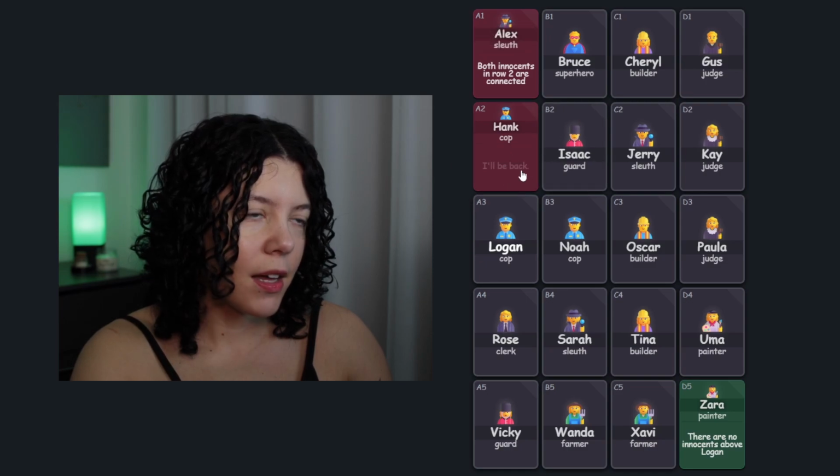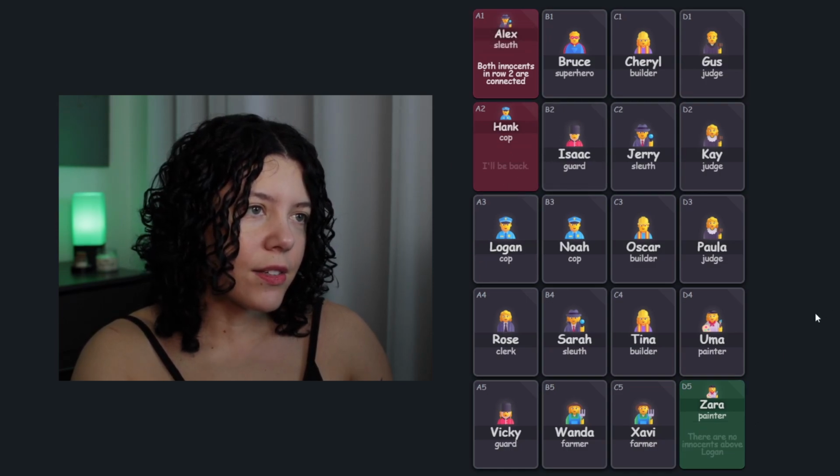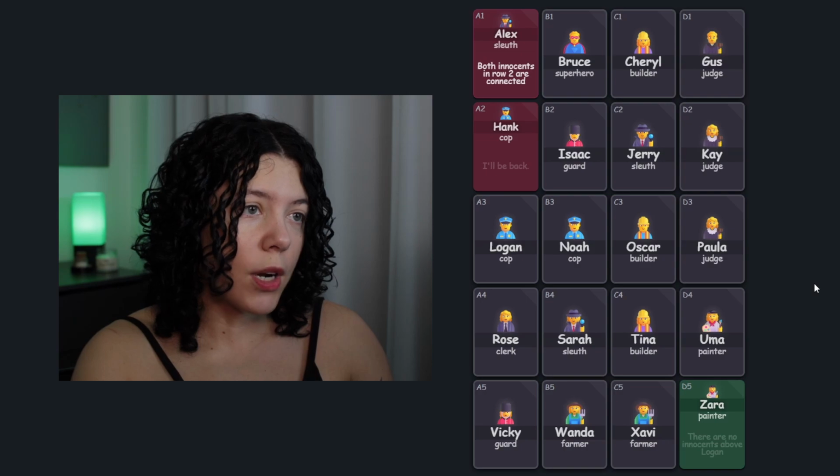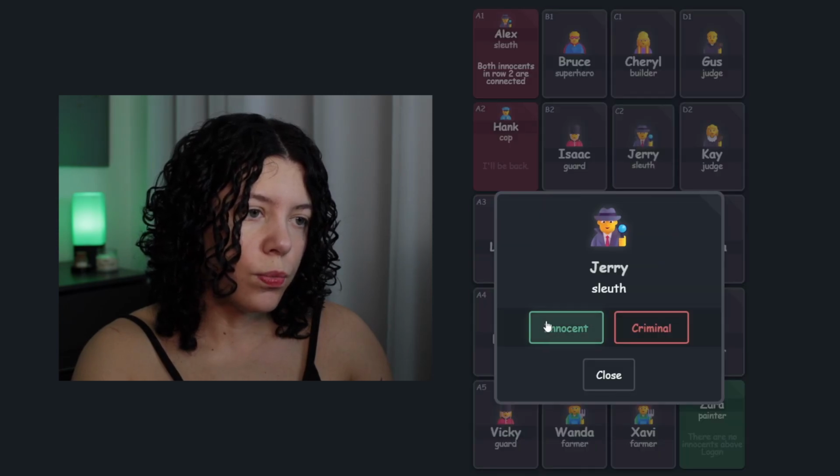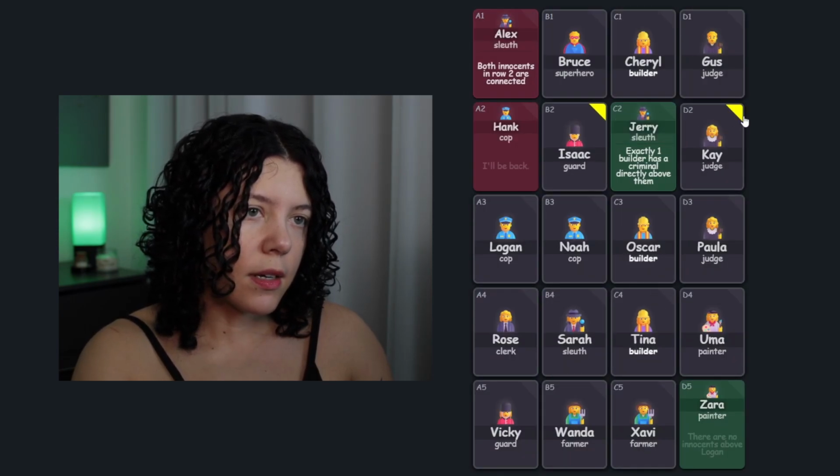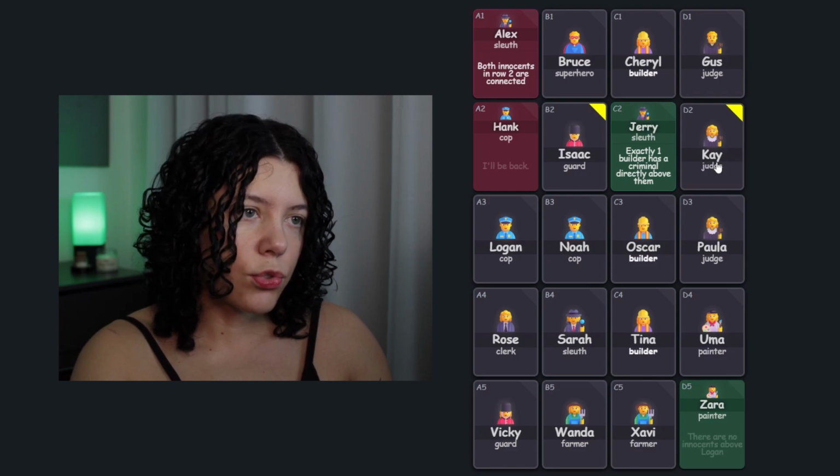And now Alex tells us that both innocents in row 2 are connected. So that tells us that Jerry is an innocent because it's the only person that will be connected to any other one in row 2. And either Isaac or Kay is the other innocent in row 2.